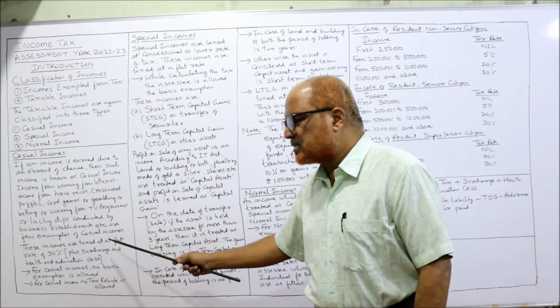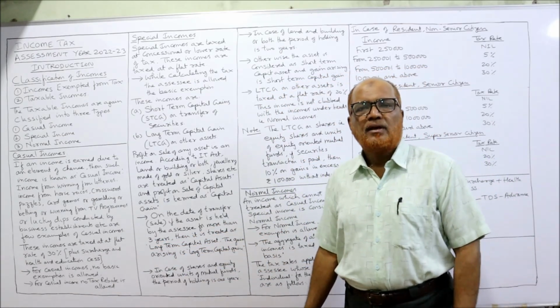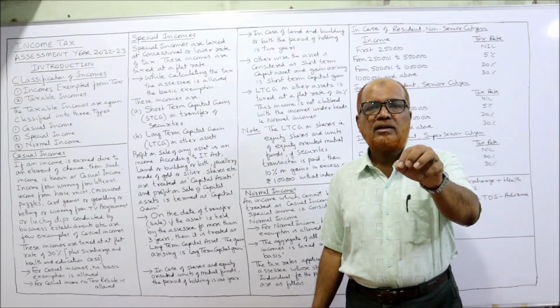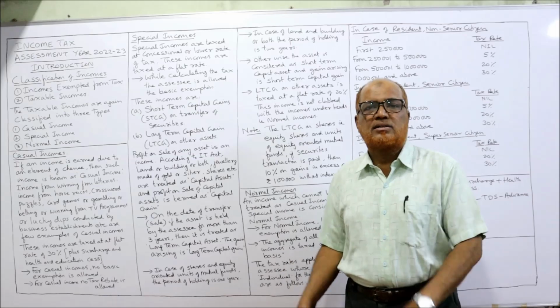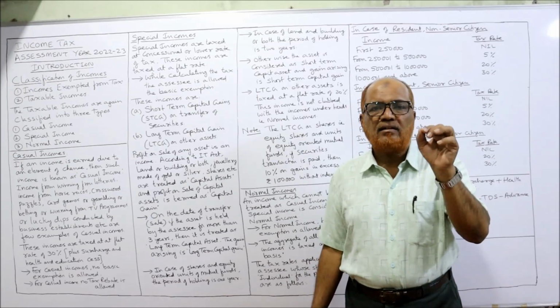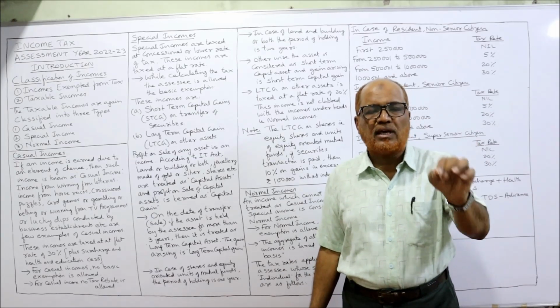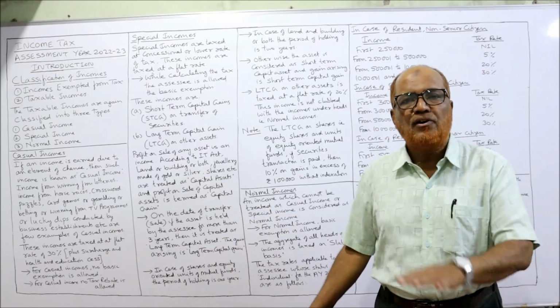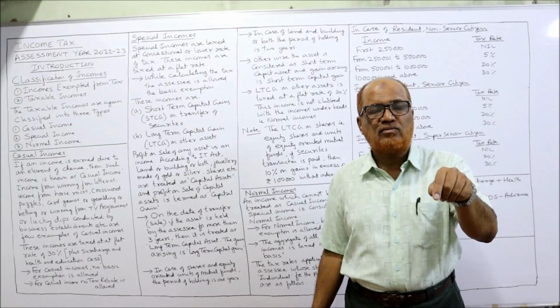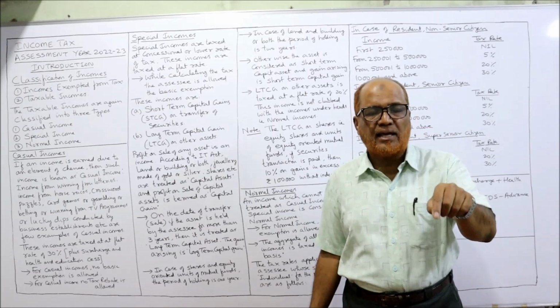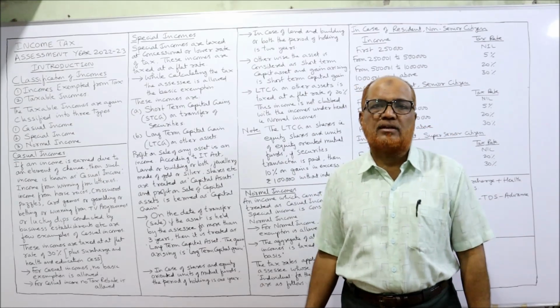Now these incomes are taxed at a flat rate of 30%. These casual incomes are not clubbed with any other income. They should be kept separate because there is a flat rate of tax on casual income. 30% is the flat rate of tax, on which, if surcharge is there, it will be added, and health and education cess will be added to that.